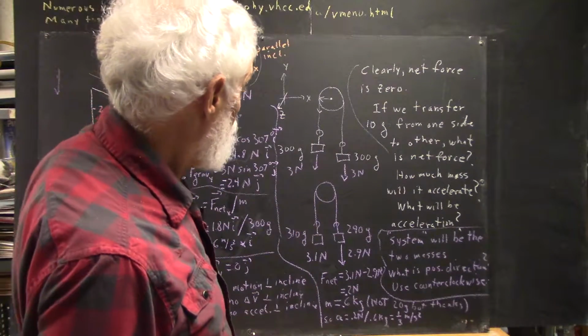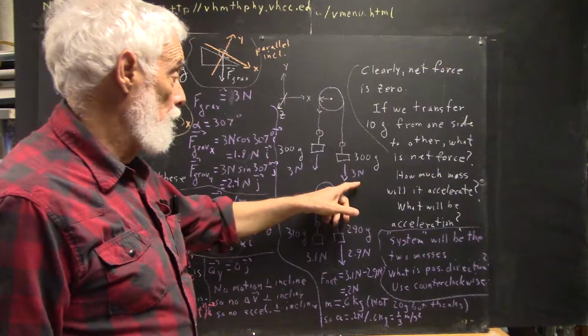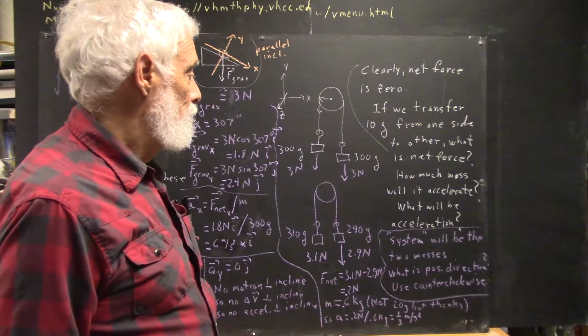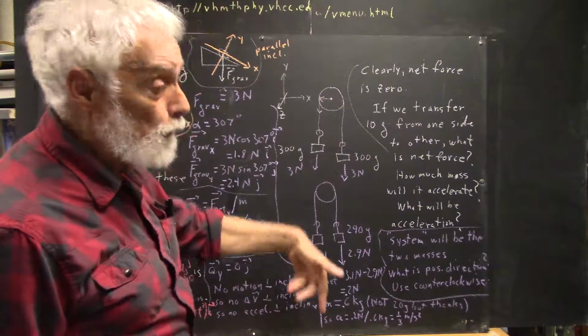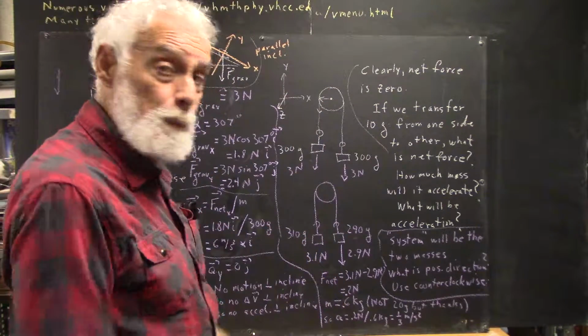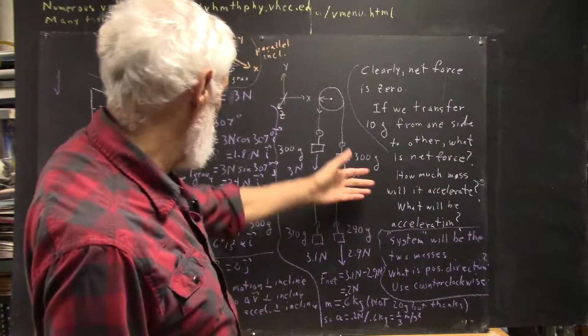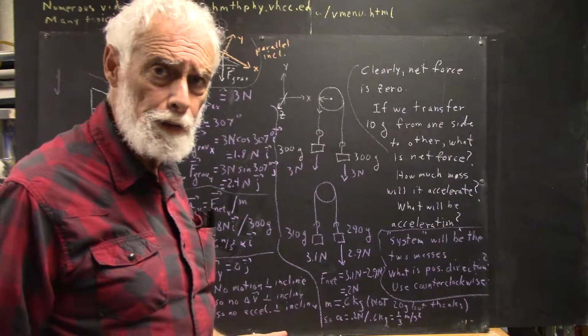Okay? So, we can draw our force diagram. We have 3 newtons here, 3 newtons here. And somehow 2 downward forces of 3 newtons keep everything in balance, although it looks like our net force ought to be 6 newtons downward, and we got this mass, and why doesn't it accelerate?